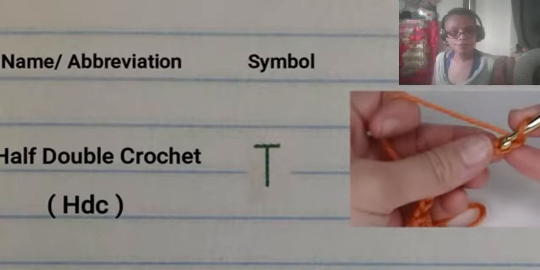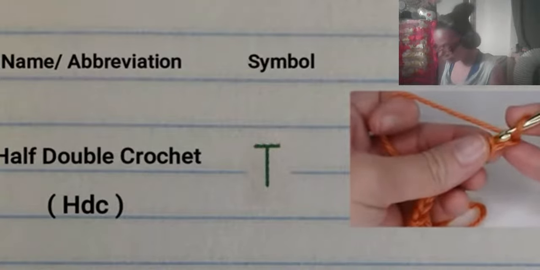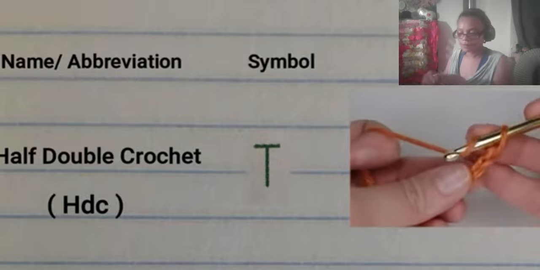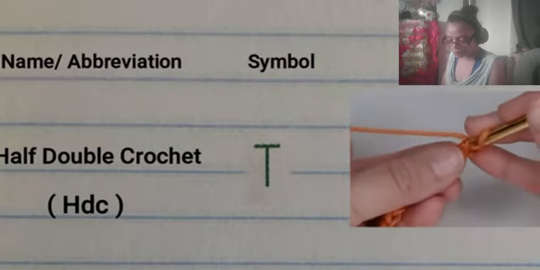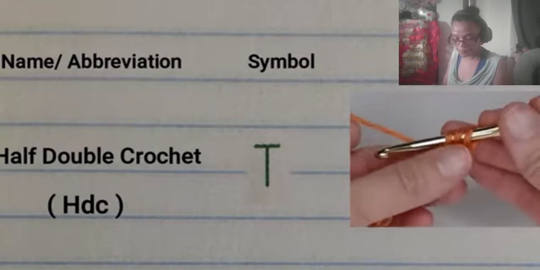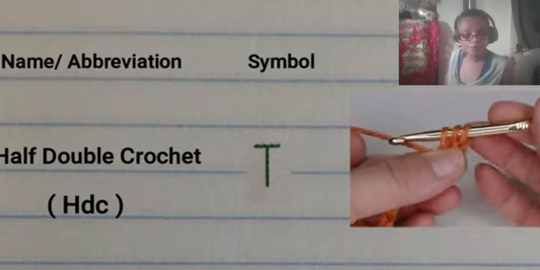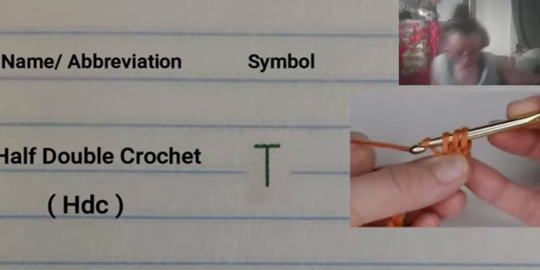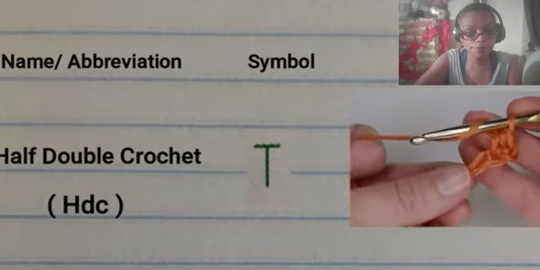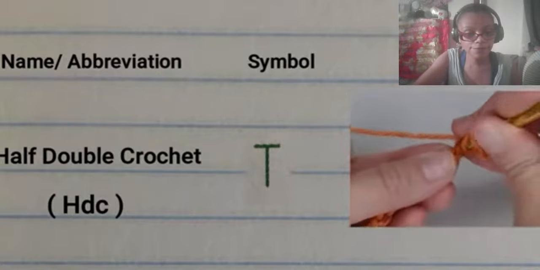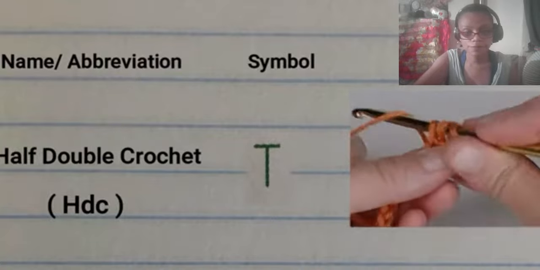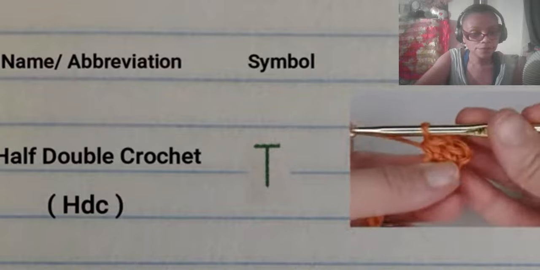Going into the second chain from your crochet hook. So 1, 2, yarning over, insert your crochet hook, yarn over, pull through. Got 3 loops on your crochet hook, yarn over, pull through all 3, yarn over, insert your crochet hook into the next stitch, yarn over, pull through, yarn over, pull through all 3.